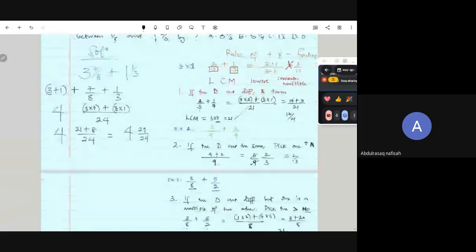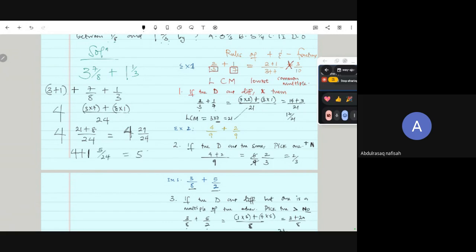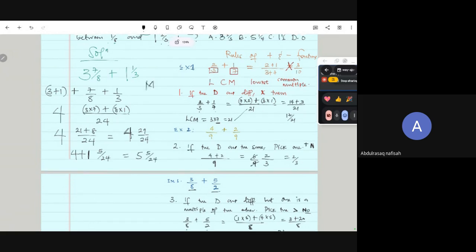Now, we can't have 29 over 24. That's an improper fraction. So we have to say, how many 24s can we see in 29? 1. That one will come and meet this whole number 4. It will be 4 plus that 1. So when you remove 24 from 29, you have a remainder of 5 over 24. So that gives us what? 5 whole number, 5 over 24. Method 1. Let me write it here.